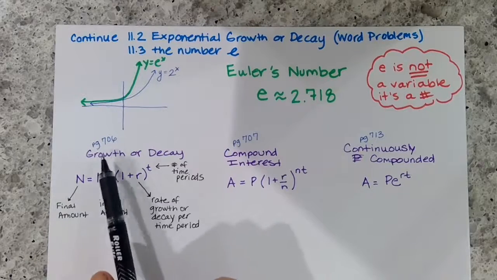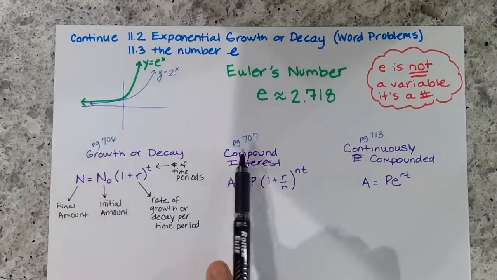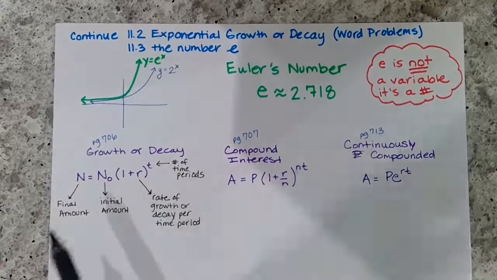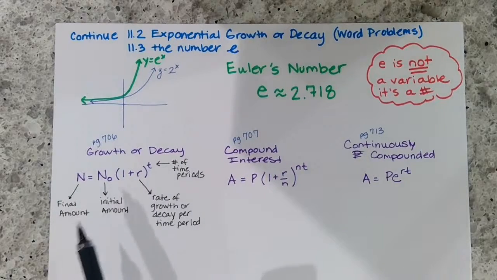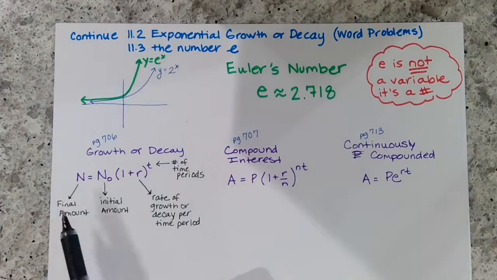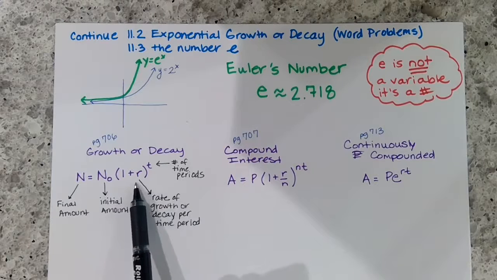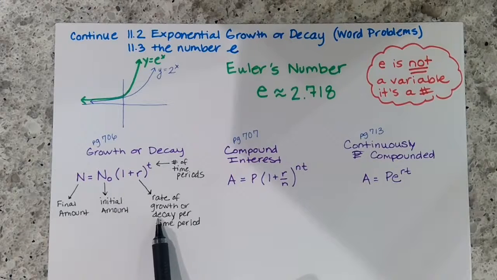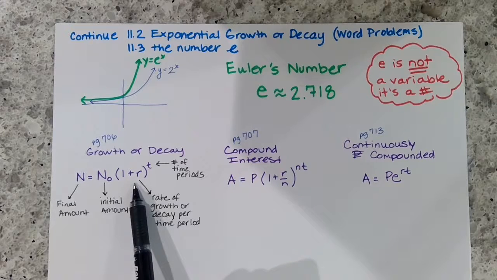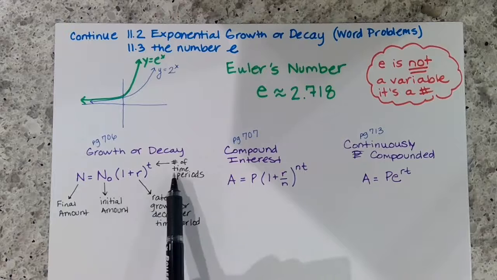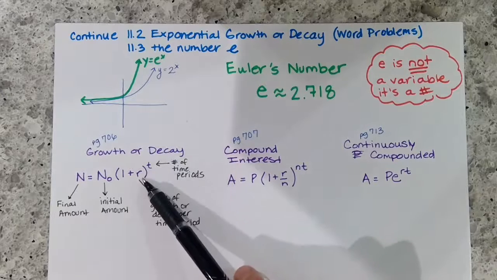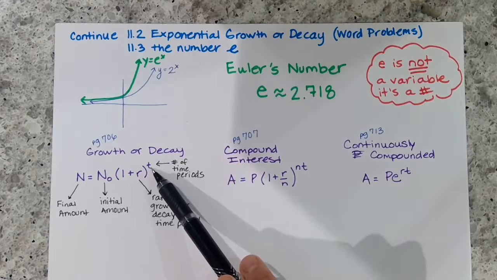So I have the first ones labeled. This is on page 706, 707. This is section 11.2. This is section 11.3, page 713. So again, this is a real typical one, and we're going to label these as well. Your final amount, so what you end up with, your initial amount, your rate of growth or decay, and they say per time period, because if it's growing at 3% monthly, and it's for 1 year, then you would have to put in the number 12 here, because this is monthly, and this would be 12 months.